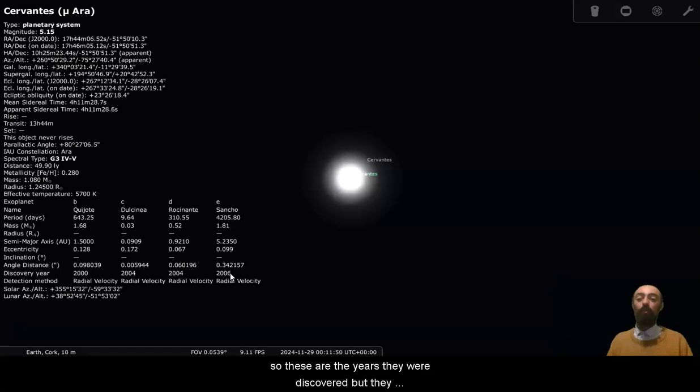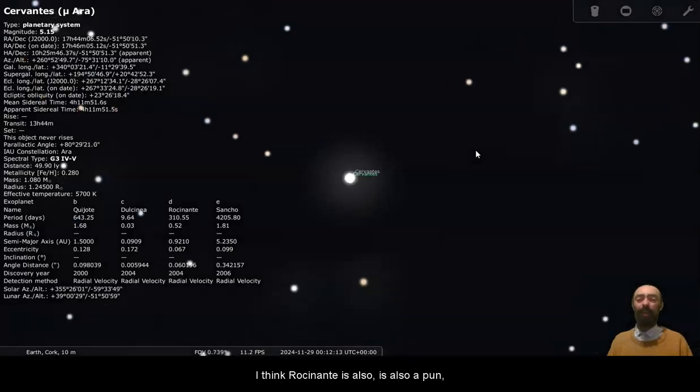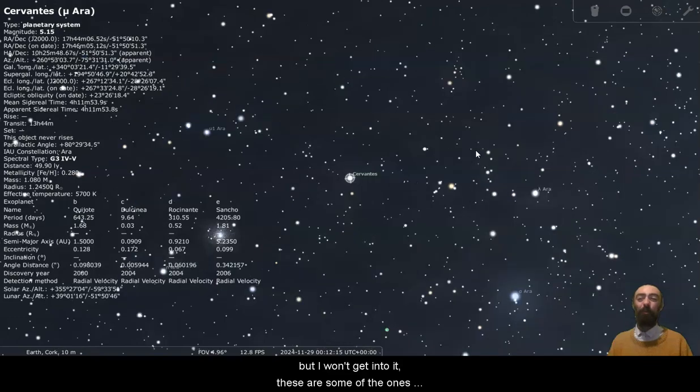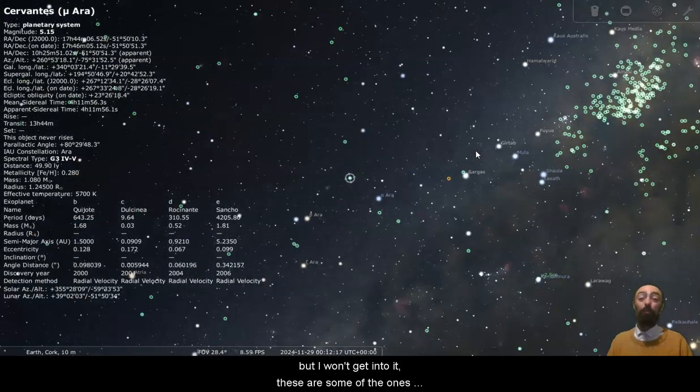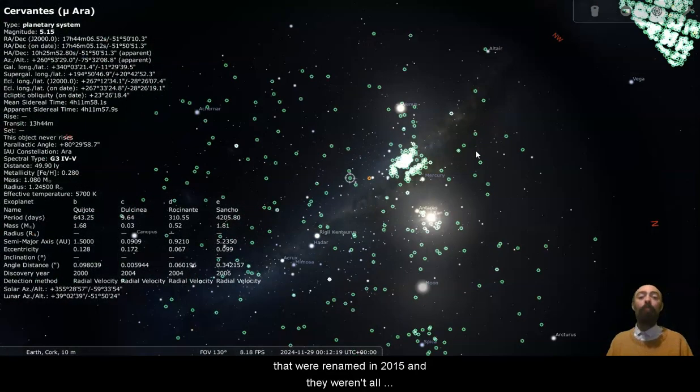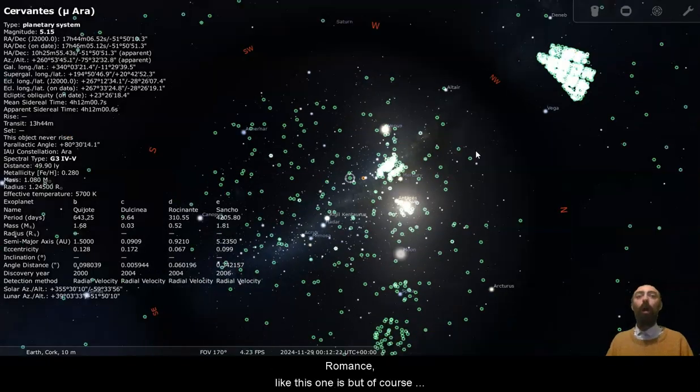So these are the years they were discovered, but they were named in 2015. So as I mentioned, Cervantes, the author of the book Don Quixote. There's Quixote, Dulciana, Rocinante, and Sancho. I believe that one of them was following Cervantes, another was his horse, another was the sweet woman that he was after, Dulce. I won't get into the puns and stuff here, but I think Rocinante is also a pun, but I won't get into it. These are some of the ones that were renamed in 2015, and they weren't all Romance.